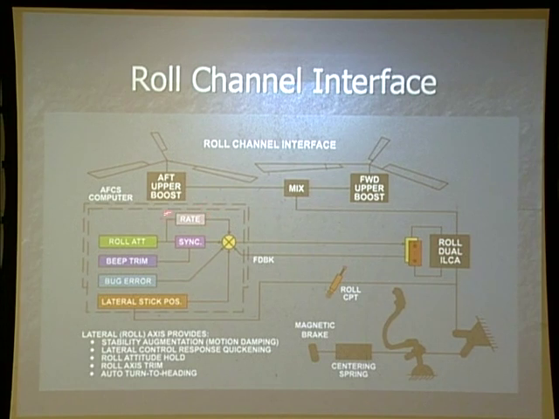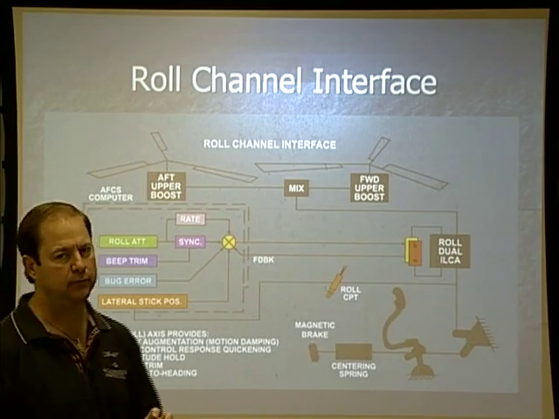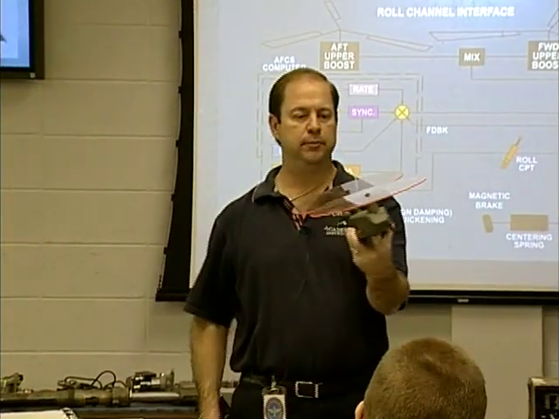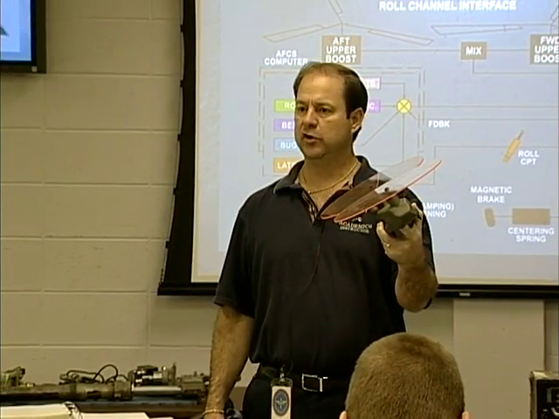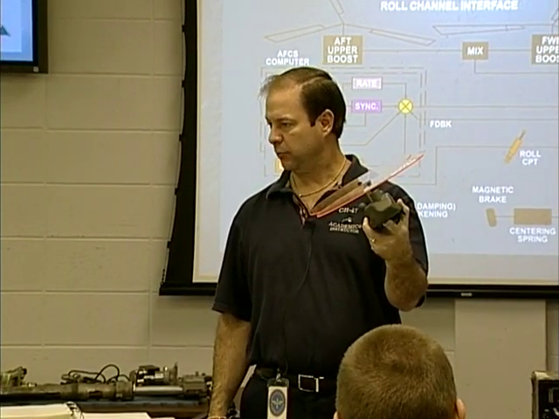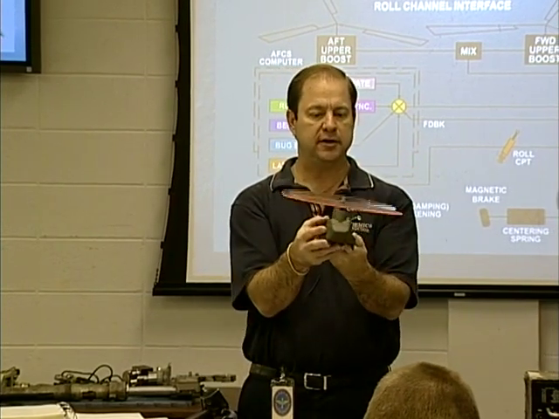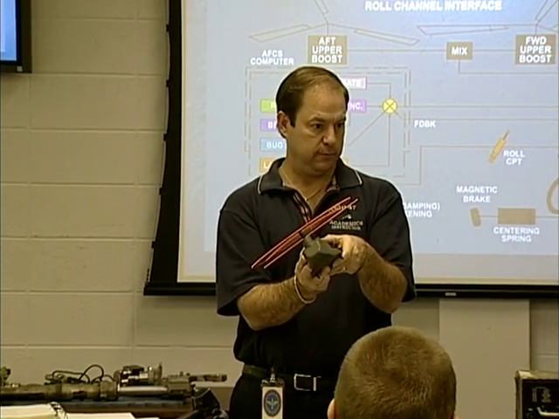Now, this rate. The rate is if I have a bank angle greater than 1.5 degrees per second. What are we talking about now? If I'm at a 5-degree bank angle, are we talking about that when we talk about 1.5 degrees per second? No. We're talking about the time that it took for me to go from here to there.